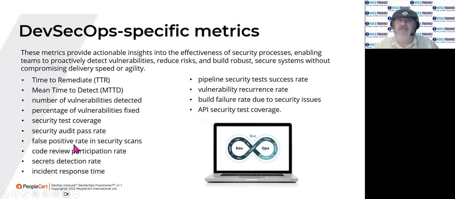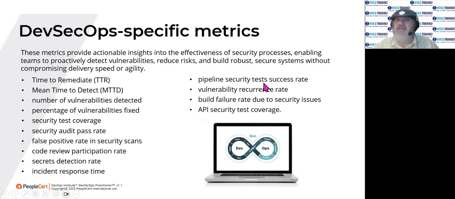False positives is something to keep an eye on. You don't want to waste a lot of time, and if you don't catch some important security issues and you find out later on, you have to go back and find and resolve them. Code reviews, again, with security people participating, you could measure that. Secrets detection or secrets getting leaked, you could measure that. Incident response time, how fast can you respond to incidents that are coming from the field?